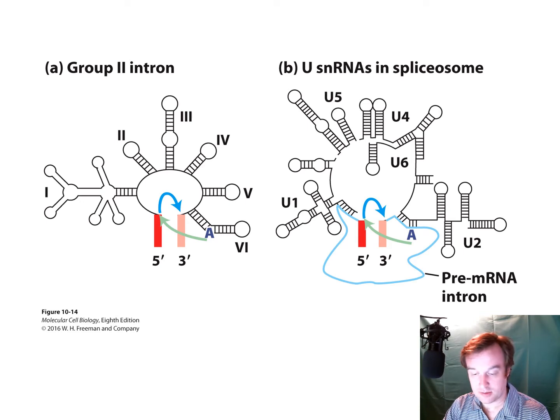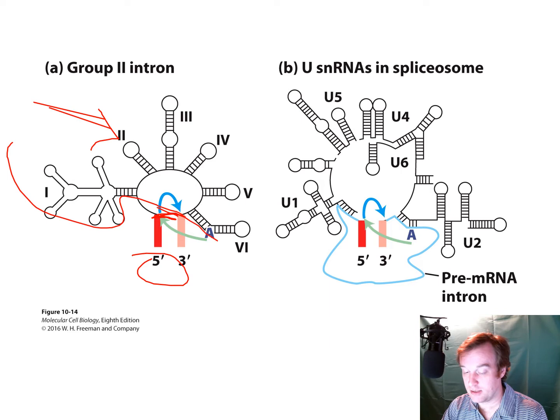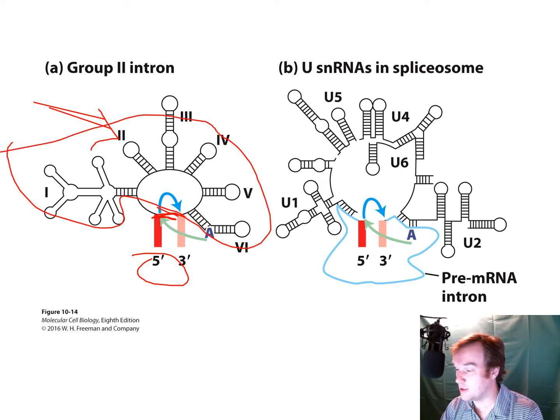Let me get, why is my arrow not working? There we go. Sorry, I've drawn a whole bunch of lines here. So these stems and loops bring the 5' and the 3' ends together here and allow for this kind of splicing action to occur. So you can see the bond would be here, and this big long piece here, the intron, would be removed.